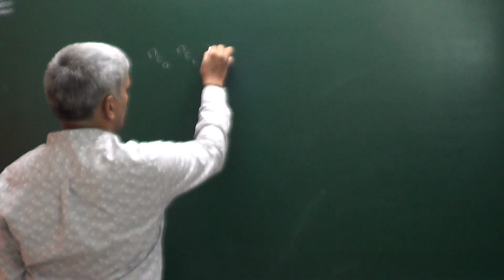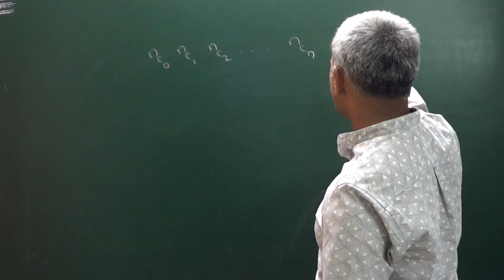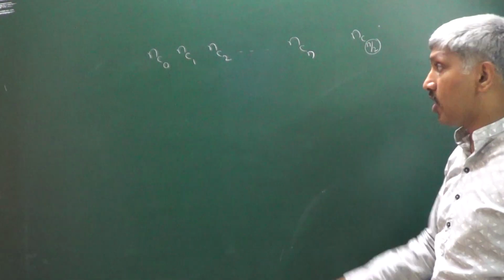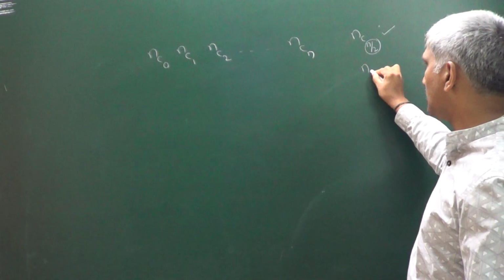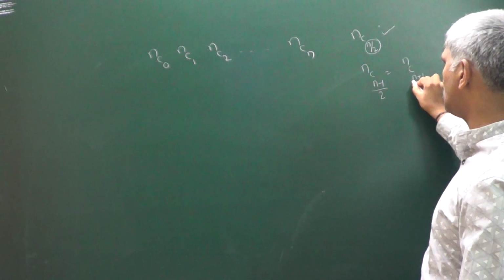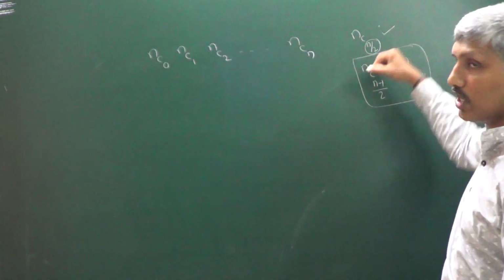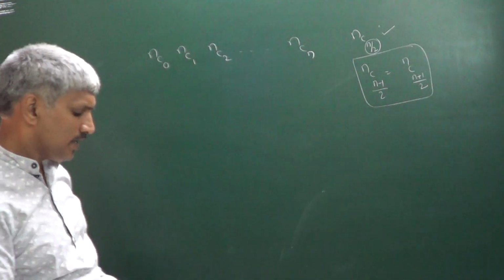Now here is a simple application based on this particular idea. First of all, we discussed nC0, nC1, nC2 and so on up to nCn. The greatest among all these is nC(n/2) if n is even, and nC((n-1)/2) and nC((n+1)/2) when n is odd. These two are the greatest among nC0, nC1, nC2 and so on up to nCn.